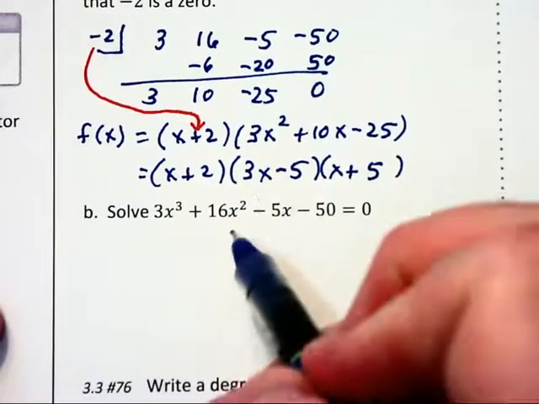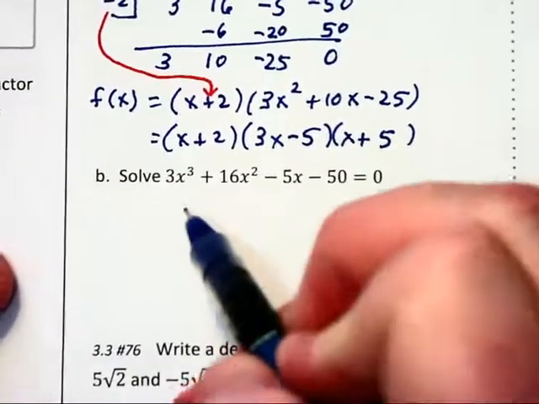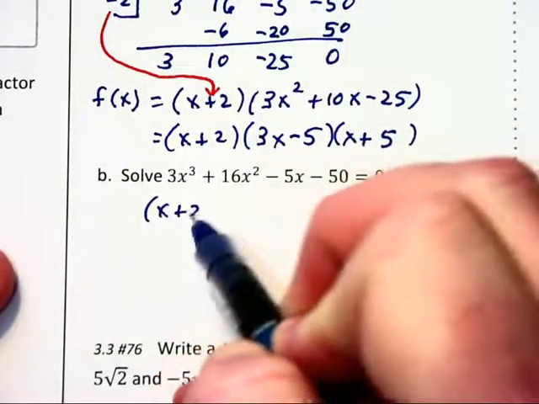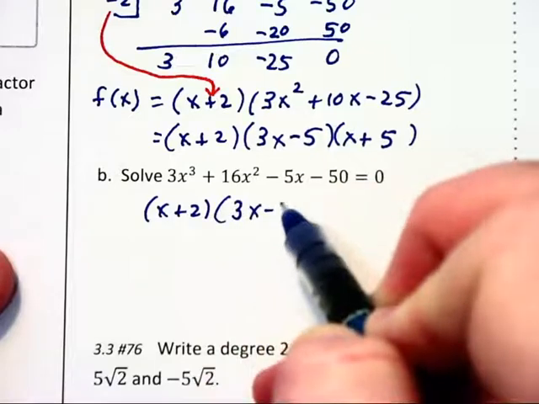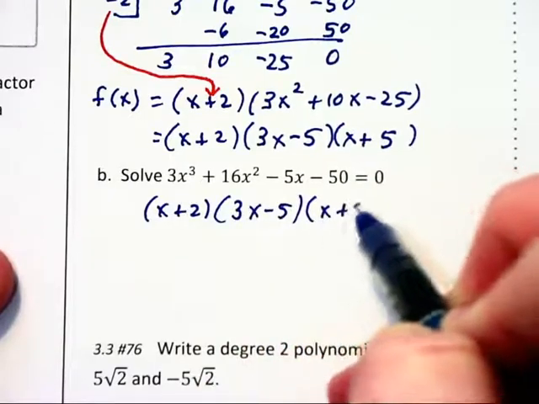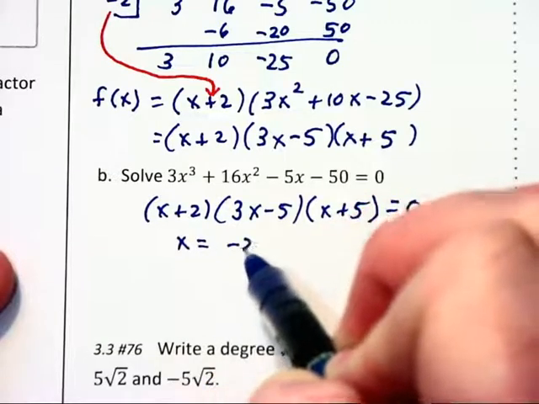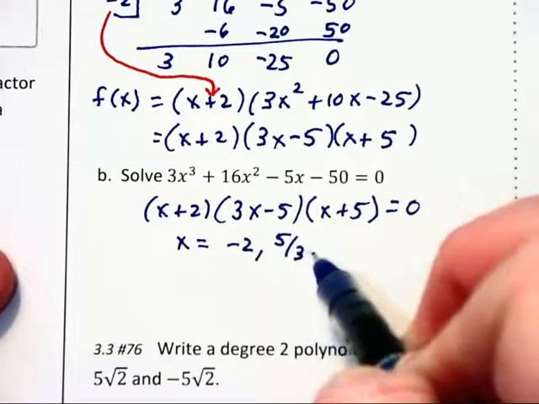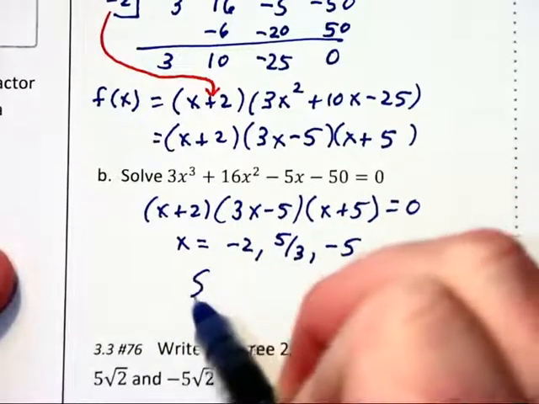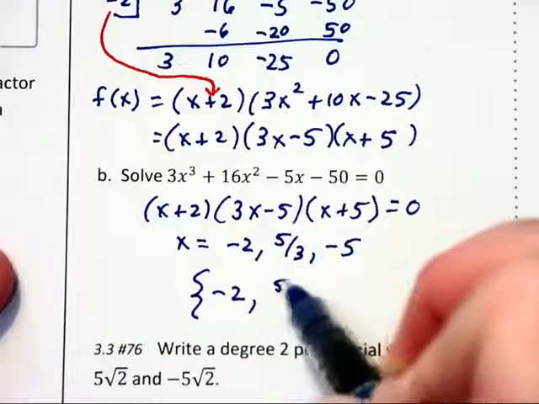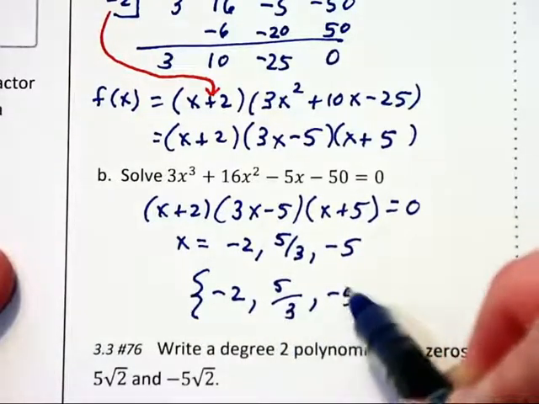Now this is the same polynomial we just factored, so we now know we're going to have x plus 2 times 3x minus 5 times x plus 5 equal to 0. And our x values will be negative 2, positive 5/3, and negative 5. So those values themselves comprise our solution set.